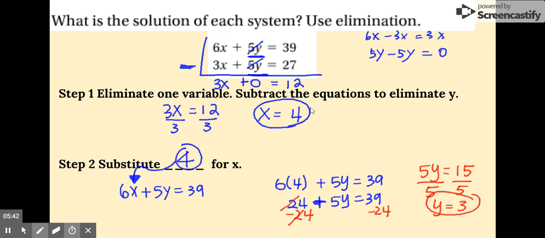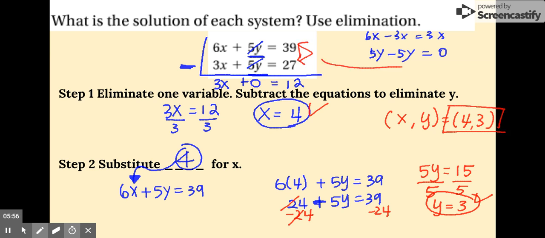So now we have both x and y. The solution for the system is going to be (4, 3). So these two lines are intersecting at (4, 3). You can subtract the two equations when they have exactly the same term, like when the coefficient for the variable is exactly the same.